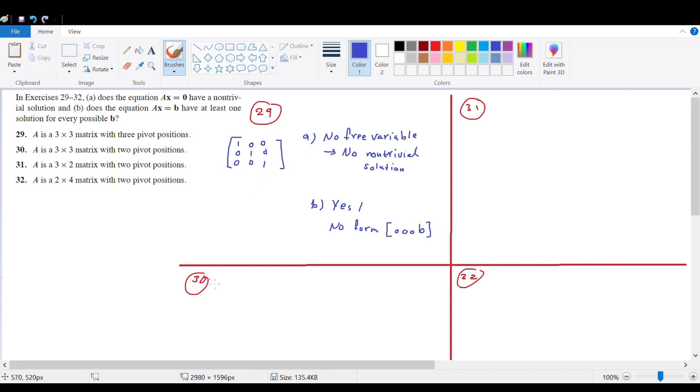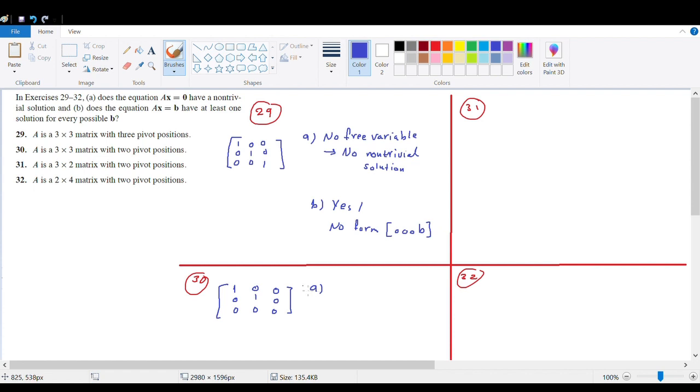Now 30: A is a 3 by 3 matrix with 2 pivot positions. So for example, this matrix with 2 pivot positions: 1, 0, 0, then 0, 1, 0, and the last row is 0, 0, 0. So this matrix has 2 pivot positions, and it is 3 by 3. Now let us answer part A.